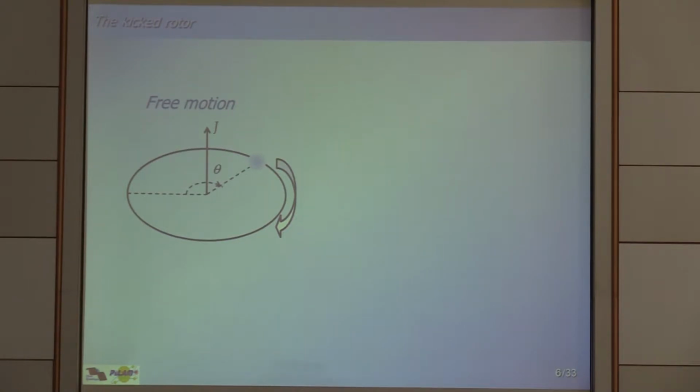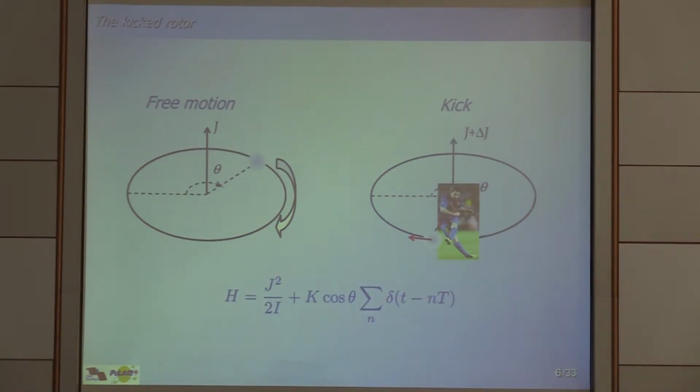what the kicked rotor is. It's just a particle turning on an orbit with free motion, and then periodically you apply a force to it, what we call a kick. And if you write the Hamiltonian of that, you have a kinetic energy term, and then here are the periodic kicks in time. The kicks are instantaneous, okay? So it's very, very simple.